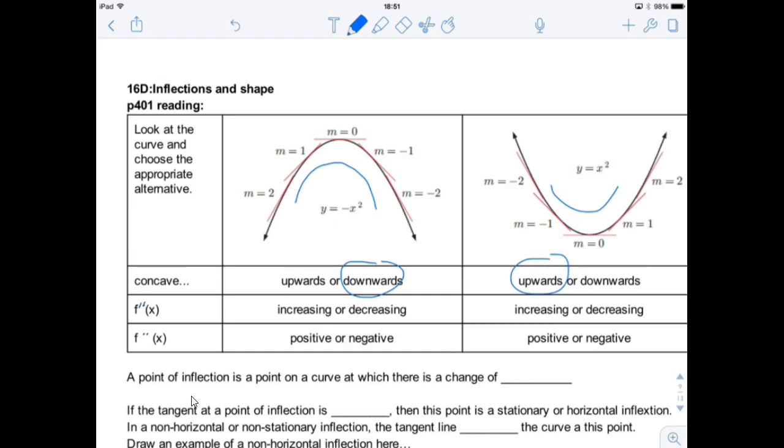What about the second derivative? Is the second derivative increasing or decreasing? Well, if you look at the first derivative, which is m, you can see that it goes from 2 to 1 to 0 to -1 to -2. Is that increasing or decreasing? Well, it's decreasing. It's going from 2 to -2, so it's decreasing.